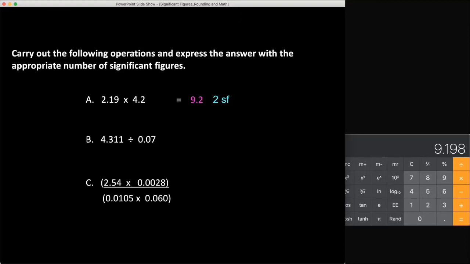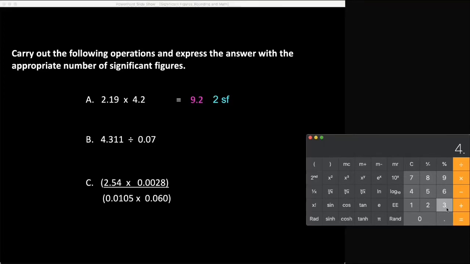B, 4.311 divided by 0.07. Got 61.585714 and so on. So this is dividing. So I want to go by the least amount of sig figs. So 4.311 has 4 sig figs.